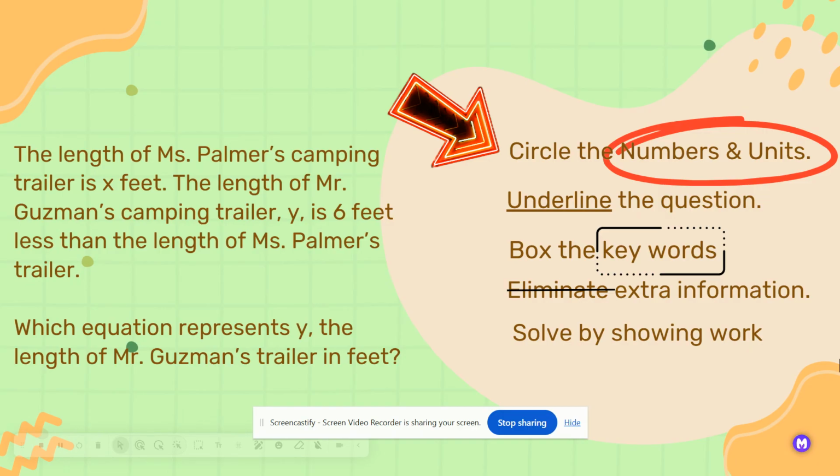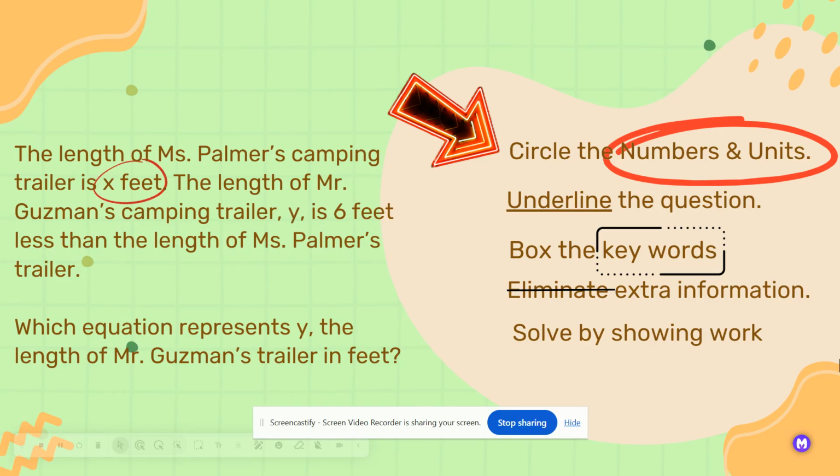So the first thing we're going to do is go through and circle all of the numbers and the units. You would be surprised by what I'm going to circle as my first number. X feet. Yes, a variable is a number. It is an unknown number, but it is still an amount that we need to figure out in our problem. So I'm going to go ahead and circle X feet in the problem.